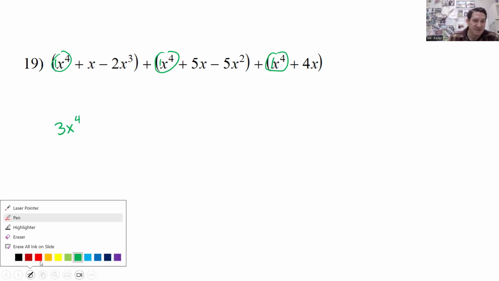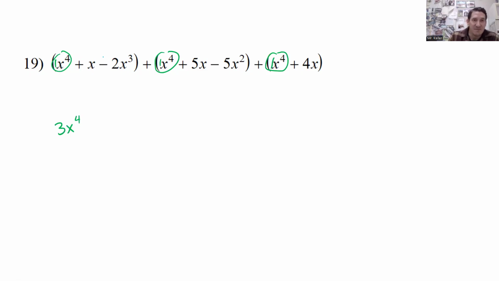The next largest exponent is going to be minus 2x cubed. If you look, there's no more x cubed, so that's going to be negative 2x cubed we bring down. The next one is going to be x squared. So that's going to be minus 5x squared. No more x squared, so it's just minus 5x squared. And then last, we have the x's. So 1x plus 5x plus 4x. 1 plus 5 plus 4 is 10.